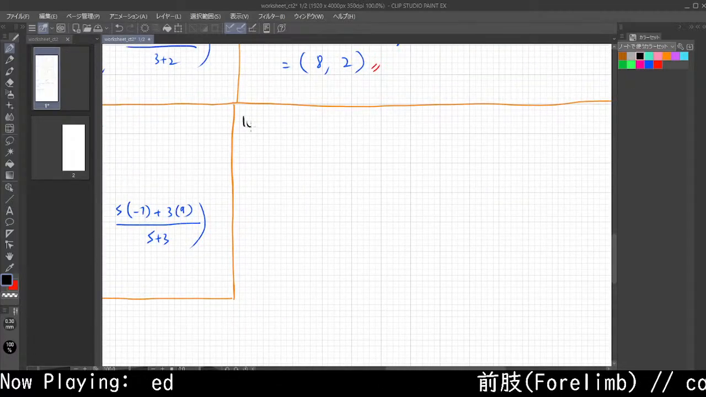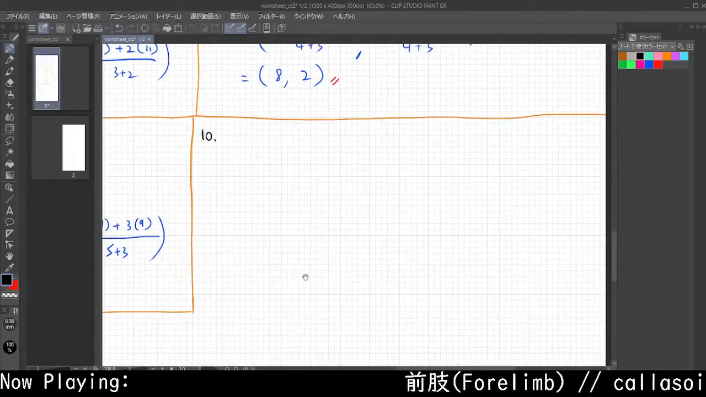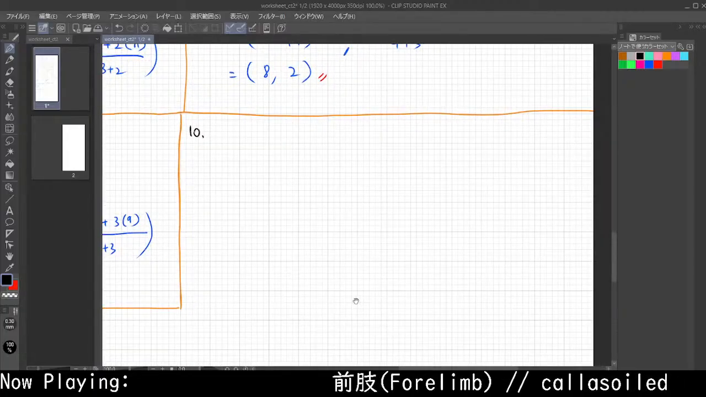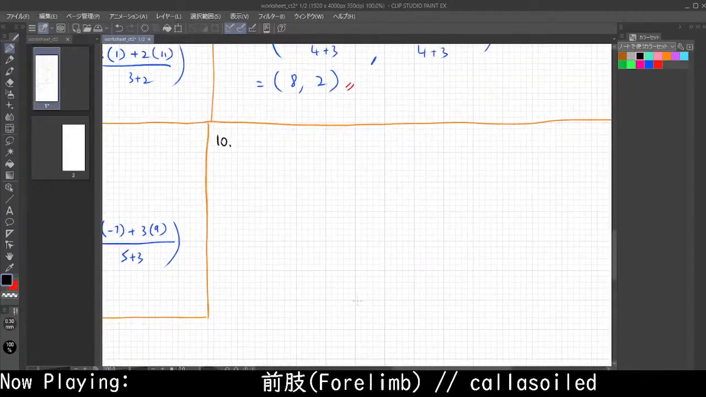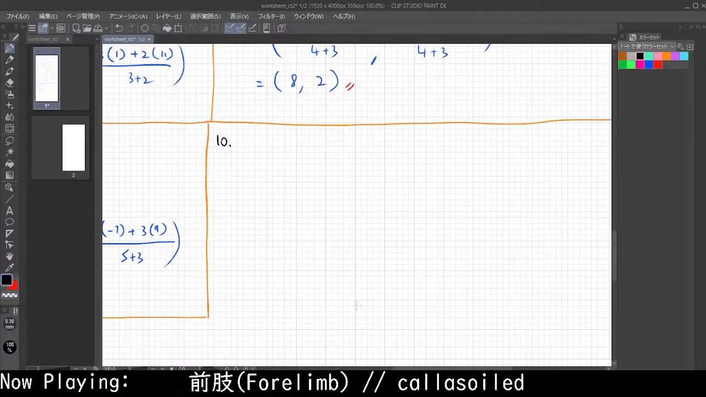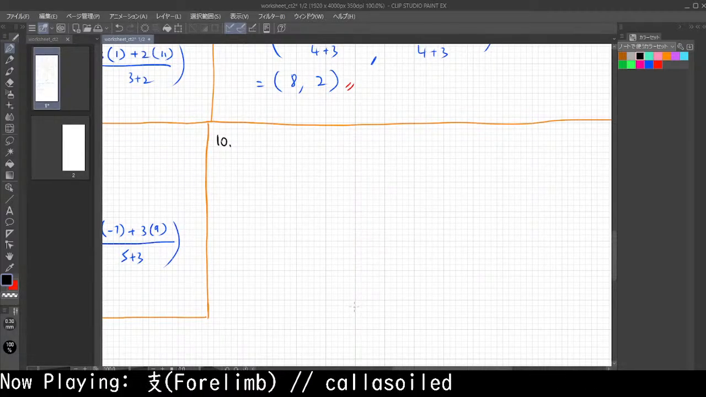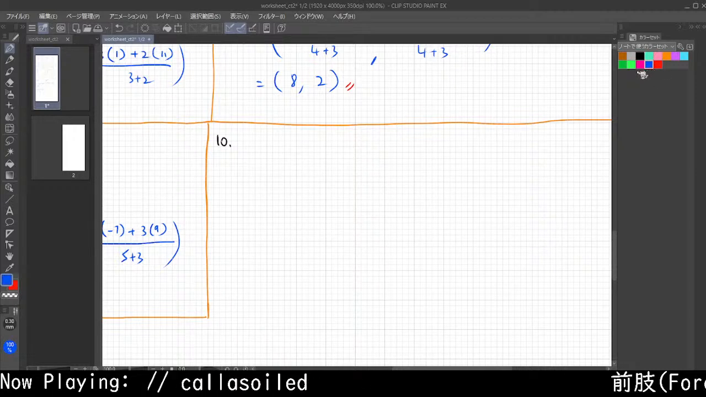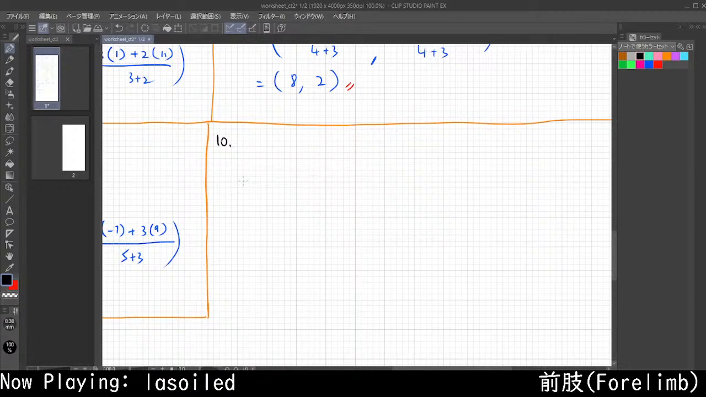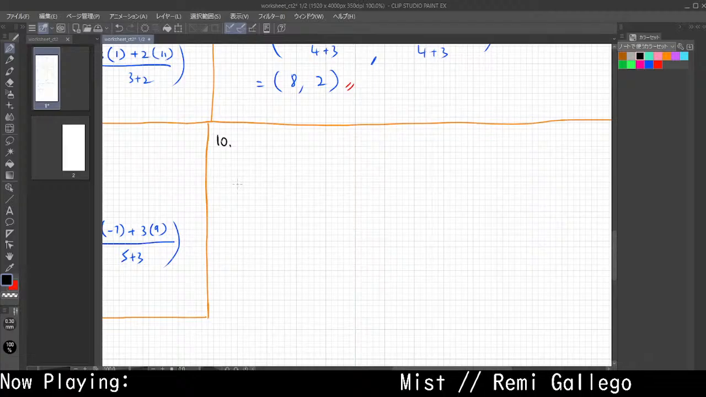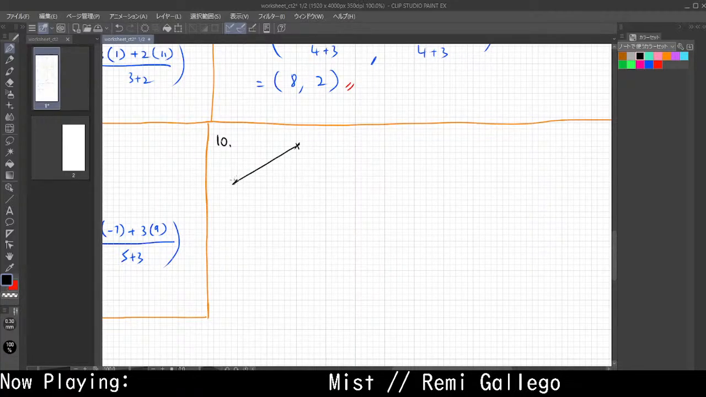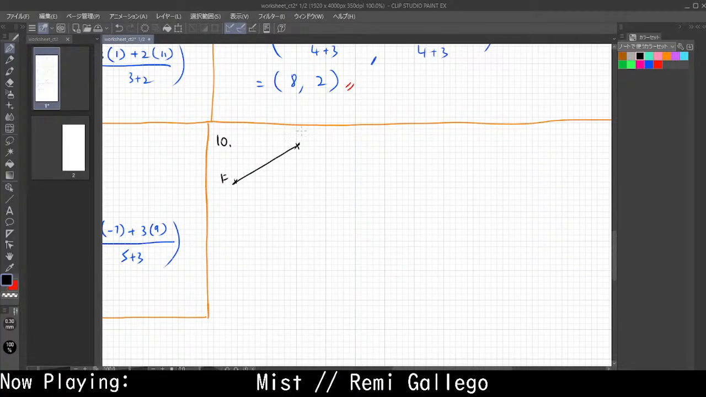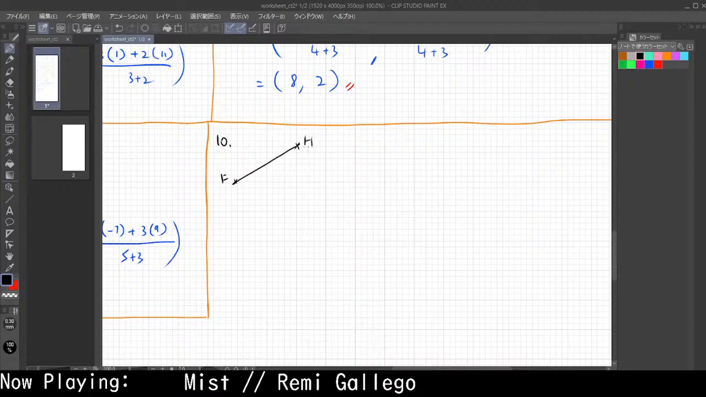Okay, Q10. 10 and 11 are a bit special because the unknowns are not in the middle. So given the points F, G, H are collinear such that FG:GH is equal to 2 to 3, find the values of h and k. So in this case, the diagram will look, I think it's still going up. So FGH, such as FG:GH.